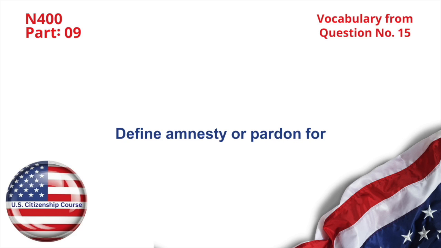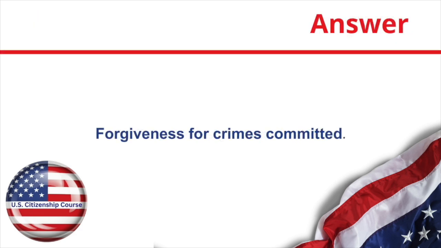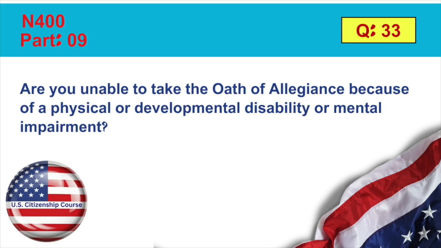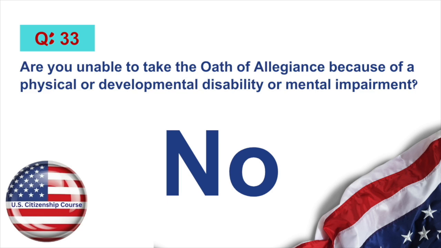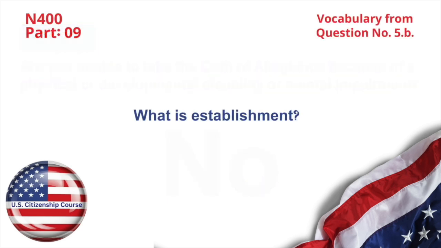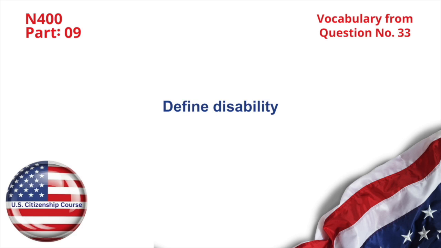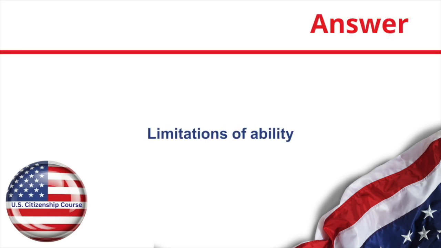Define amnesty or pardon for. Forgiveness for crimes committed. Are you unable to take the oath of allegiance because of a physical or developmental disability or mental impairment? No. What is establishment? Starting or creating a group. Define disability. Limitations of ability.